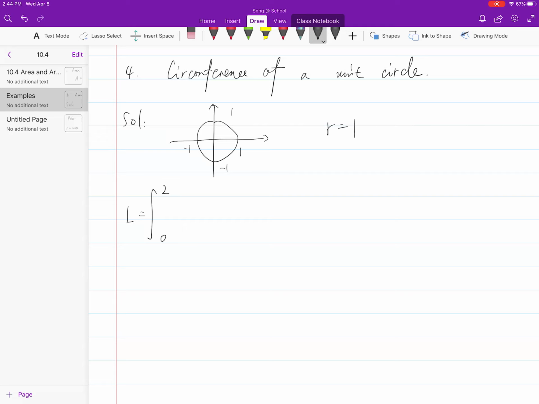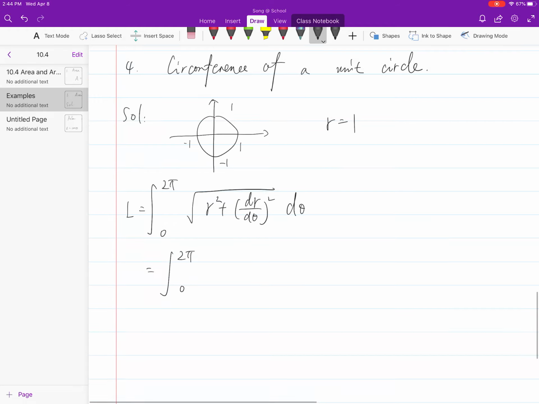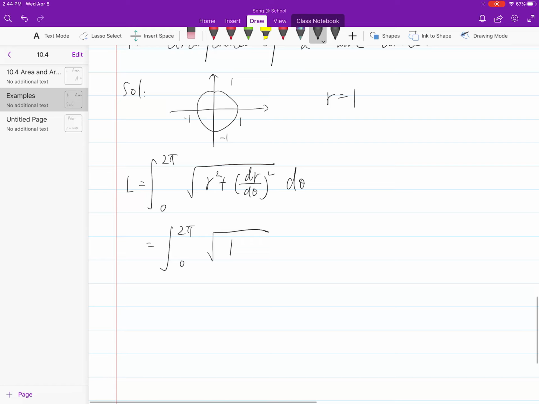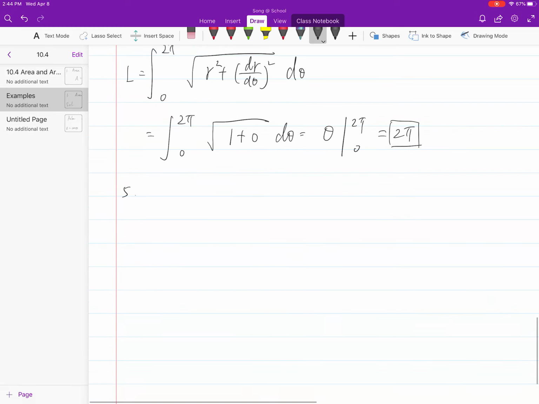L equals, circumference means I go all the way from 0 to 2π, dl, which is square root of r squared plus dr over dθ squared dθ. What is r squared? What is dr over dθ? dr has nothing to do with dθ, so if you take the derivative, it's 0. That is nothing but θ from 0 to 2π, which gives you 2π. Again, for a circle, it's super easy. That's the advantage of polar coordinates.